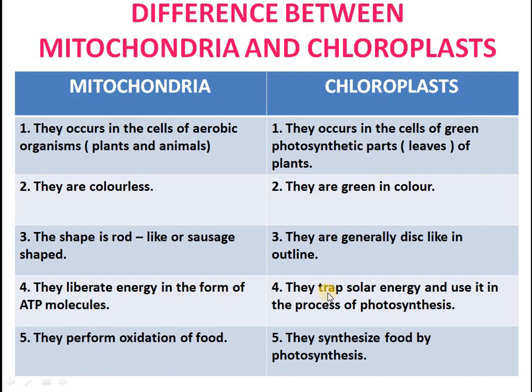And what is the function of chloroplast? They trap solar energy and use it in the process of photosynthesis. Mitochondria perform oxidation of food, meaning oxygen reacts with the food to produce carbon dioxide, water vapor and energy, while chloroplasts synthesize food by the process of photosynthesis. Now you must be clear with this.